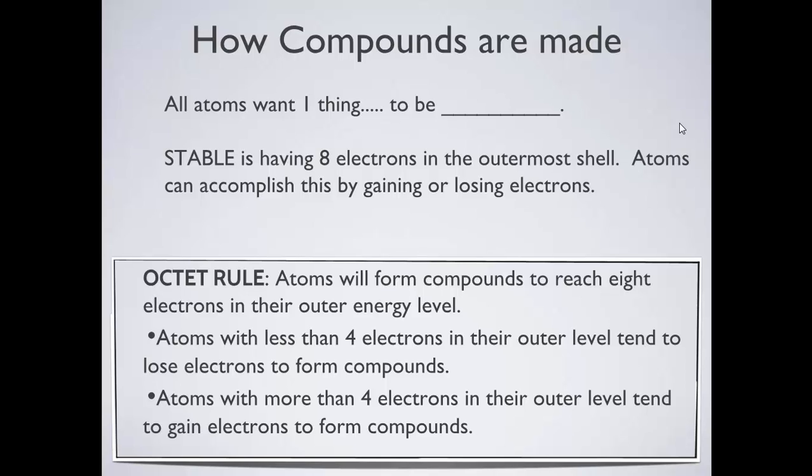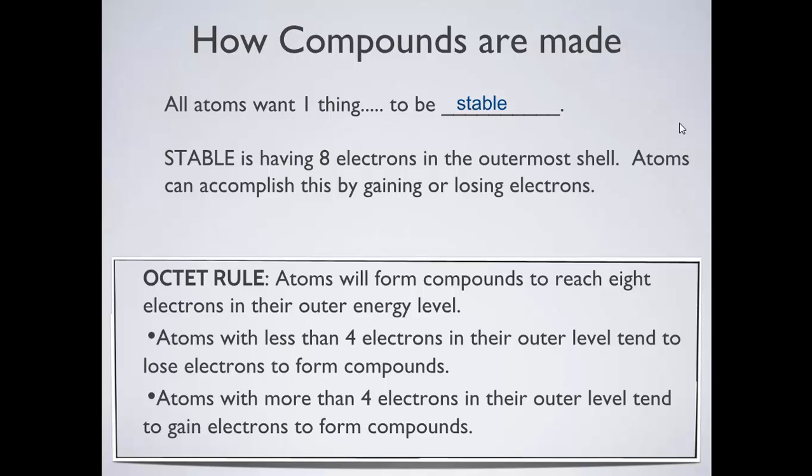So all atoms would like to find a partner that could make them stable. What makes an atom stable? Having a full outer shell of electrons. Okay. So, for most elements, a full outer shell is what number? 8 outer electrons. Okay. And that makes the atom stable.